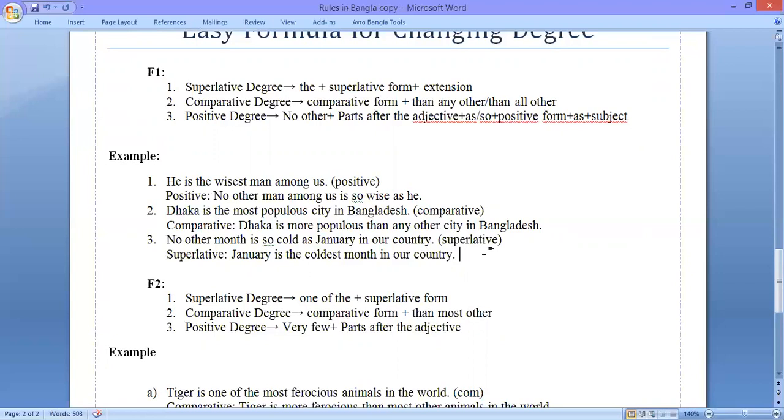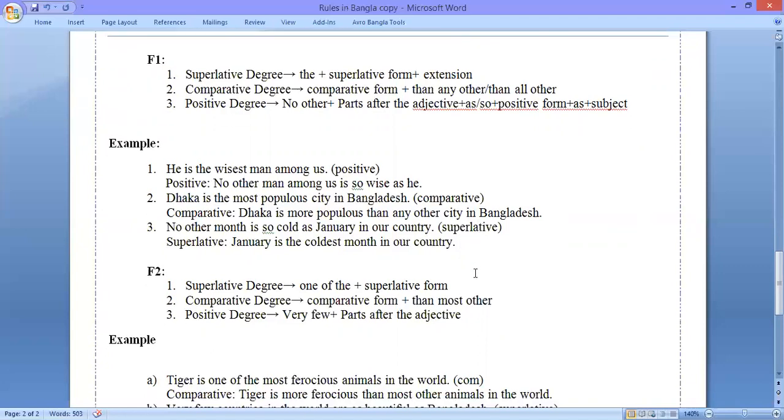If we look at example 3, we can see that no other month is so cold as January in our country. If you want to make the superlative, we need to use the superlative form according to formula 1. So the solution is: January is the coldest month in our country. I think all of you have got the point.